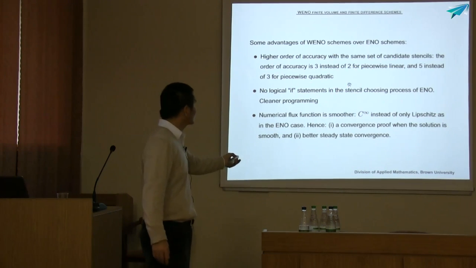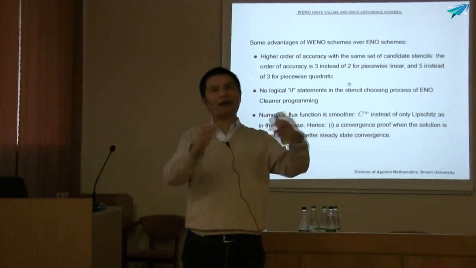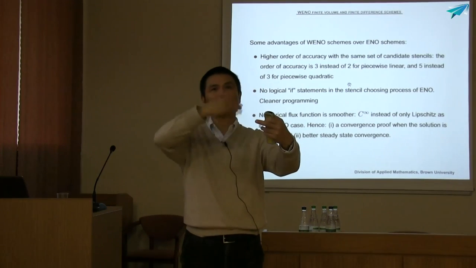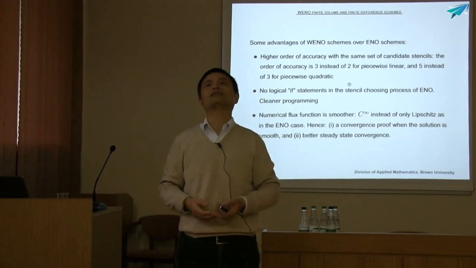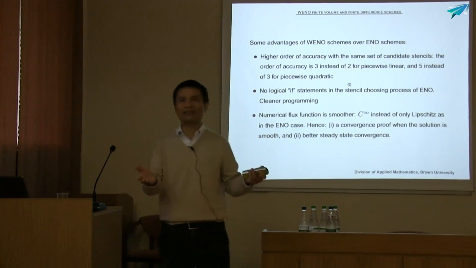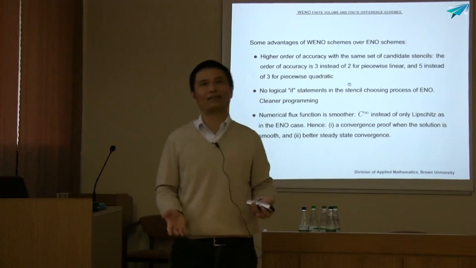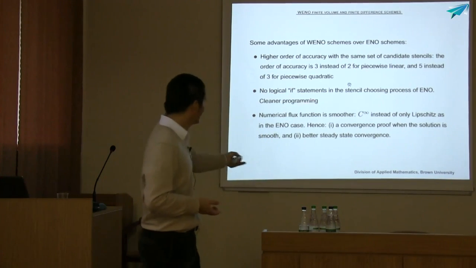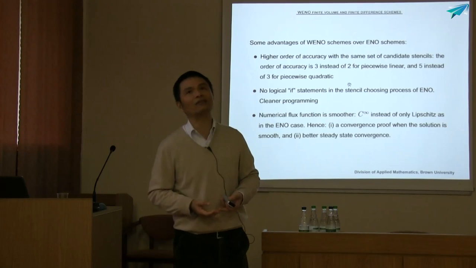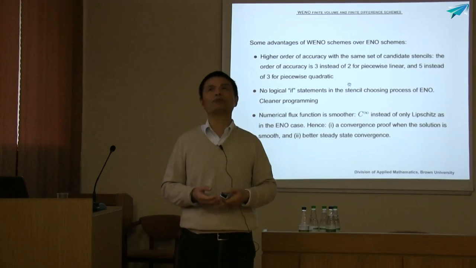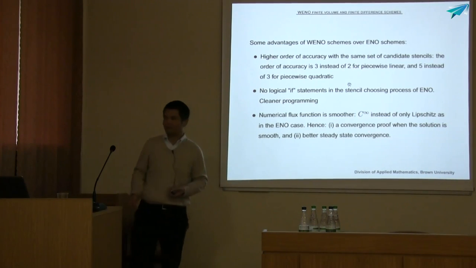Also, this advantage is probably less important, it's a matter of programming. ENO has a lot of comparisons. If I'm bigger than you, I will choose you, and so on. So there are a lot of logical if statements. WENO has a lot of algebraic computations, but no if statements. Then it's an argument of which one is faster on a computer. Depends. Maybe in today's GPU kind of environment, computation is very fast, so this could be an advantage. This is also an advantage: the numerical flux function is smoother for WENO than for ENO. So in other words, if you want to compute steady-state problems and so on, then the steady-state convergence is going to be faster.